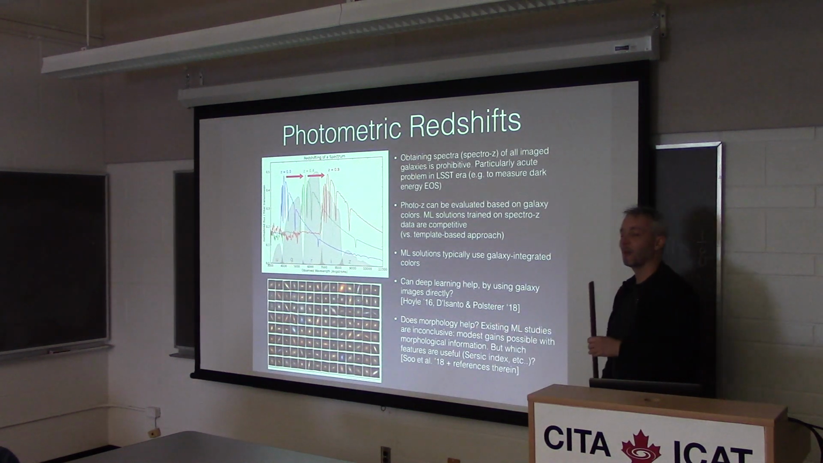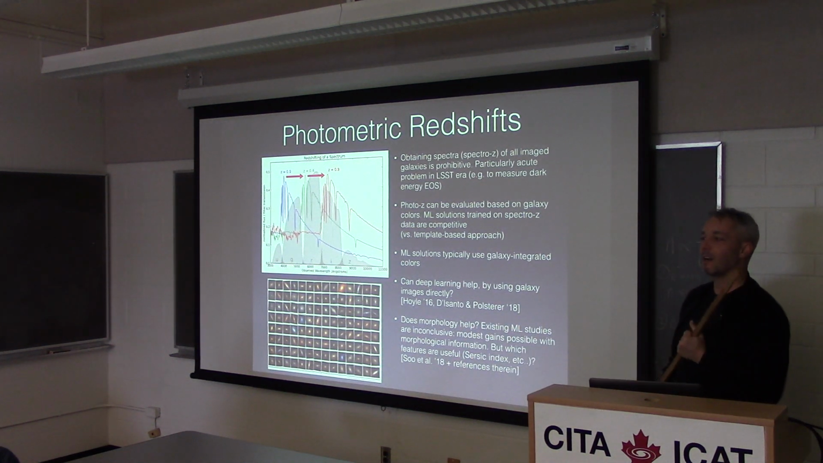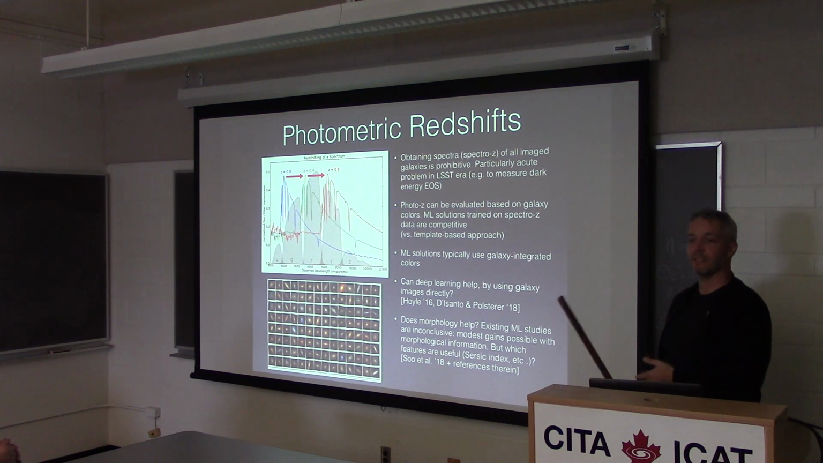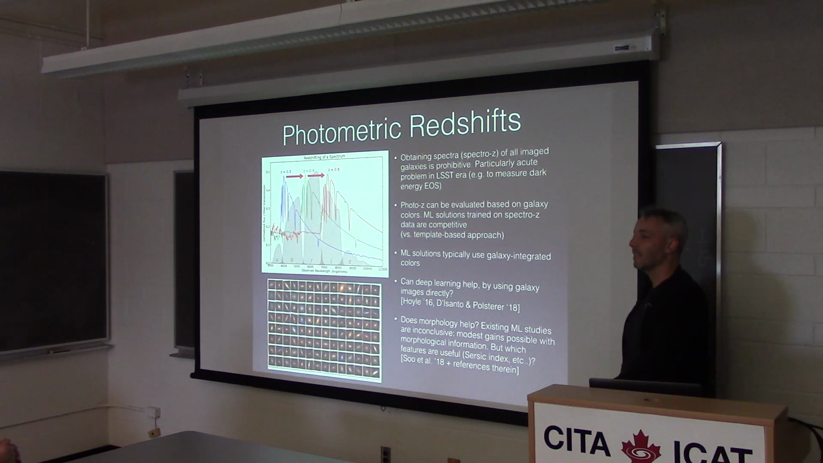Basically, we are in trouble with LSST. We're going to get a lot of galaxy images, and it's impossible to follow up with taking spectra of all these galaxies. That's just a pretty common situation. It's going to be worse with LSST. People want to do things like constrain the dark energy equation of state and various other things. They want to know the redshift of galaxies.